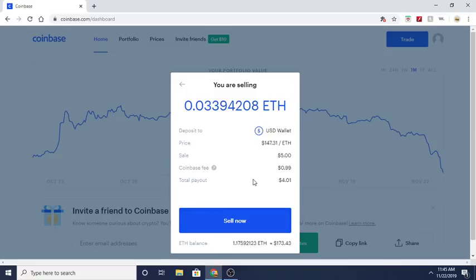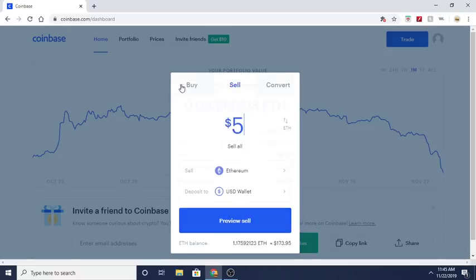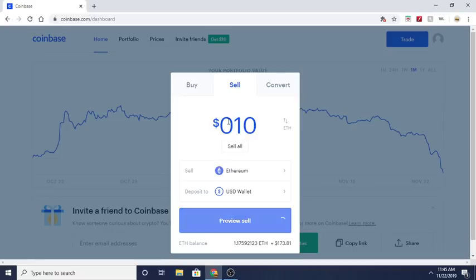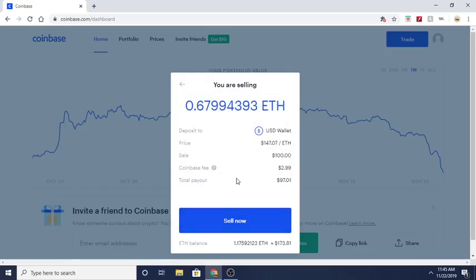So that means if I put $10, let's preview. Oh, still $1. So it doesn't matter the price. It's still $1. That's not bad. Let's see 100. Preview sell.